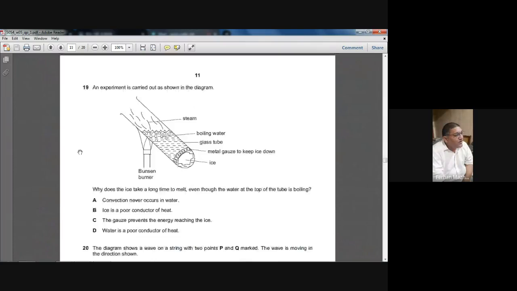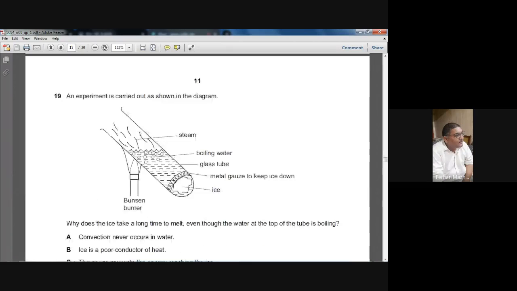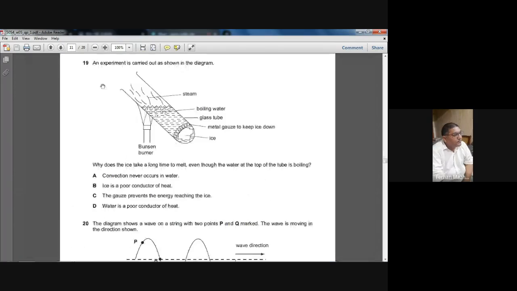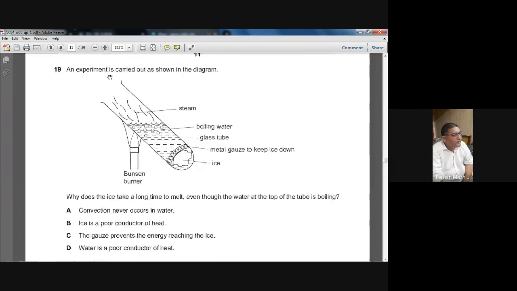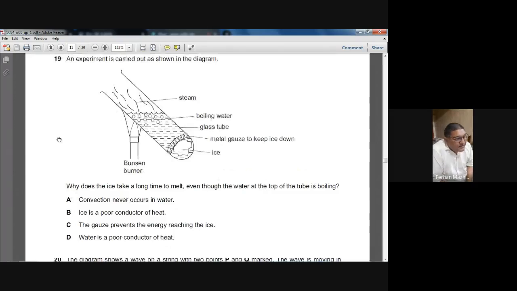Okay, the next question, the tricky one. It's a little tricky. Question number 19. An experiment is carried out as shown in the diagram. You can see we have a test tube. In the test tube, we have a metal gauze to keep the ice down. We have an ice cube in that test tube, and we have water in that test tube. The test tube is a little tilted, and the top of the test tube is being heated by the Bunsen burner. The water at the top is boiling. But the ice at the bottom is still ice. It's not melting even.